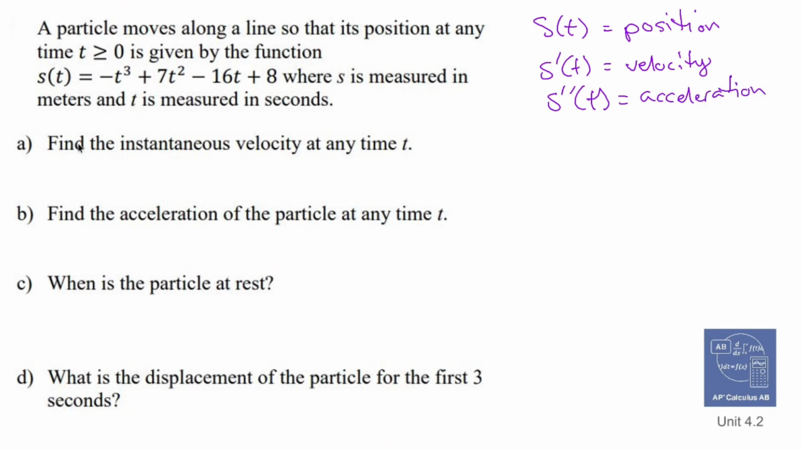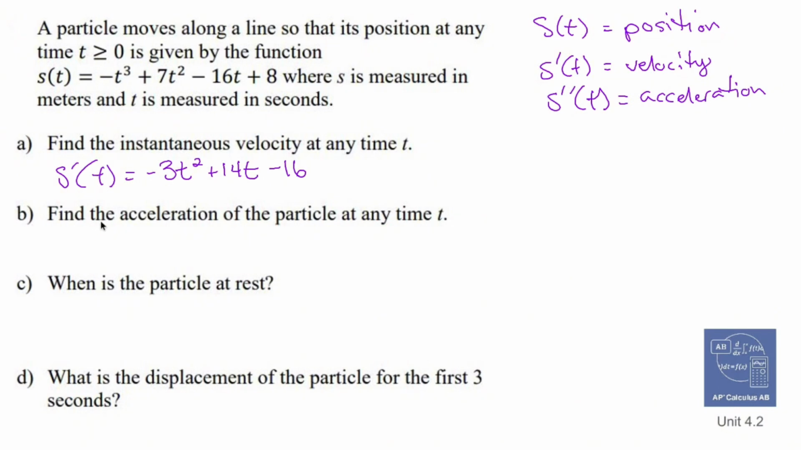So the first problem is find the instantaneous velocity at any time t. That's just asking what the first derivative is. So s prime of t is going to be, using the power rule and taking the derivative of each and every term up here: the derivative of negative t cubed is negative 3t squared. The derivative of 7t squared is 14t. The derivative of negative 16t is negative 16, and the derivative of 8 is nothing. So that is my instantaneous velocity function at any time t. Nothing to plug in, we're done.